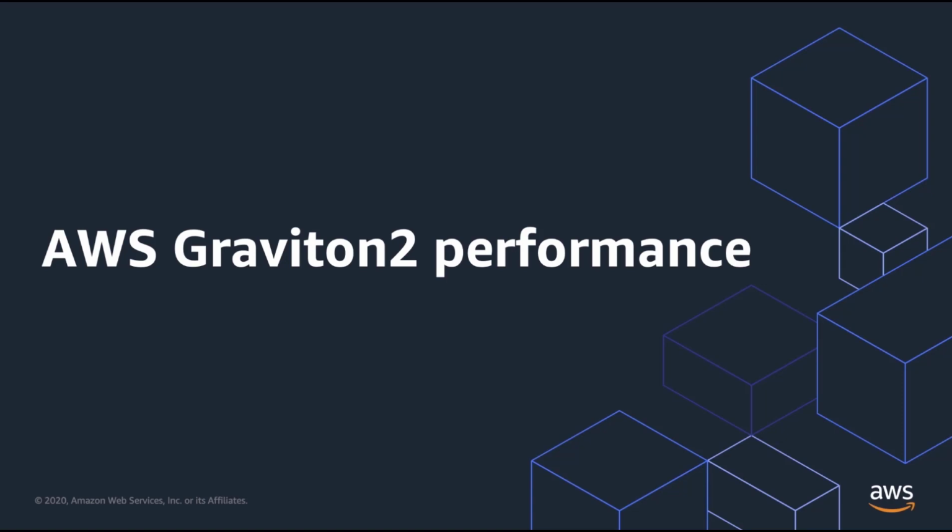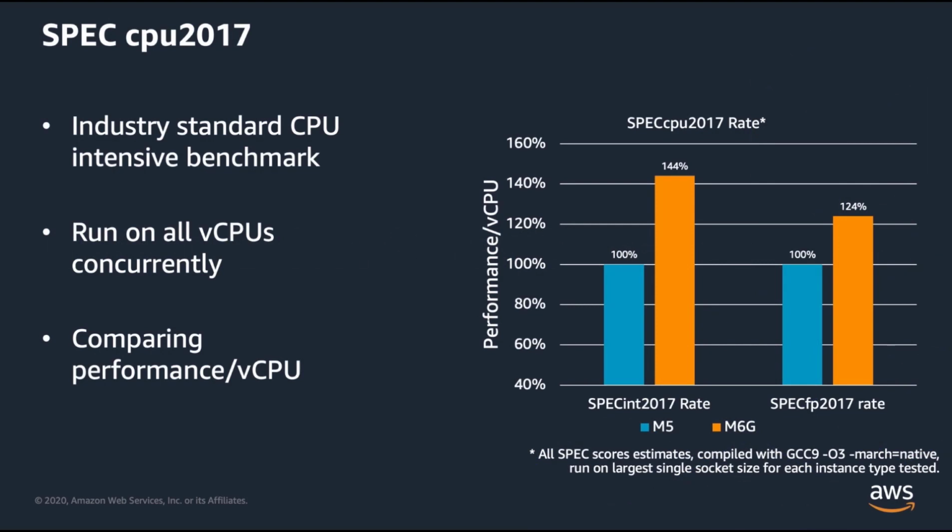Now let's have a look at the performance on the Graviton2. A first benchmark that we run is the SPEC CPU 2017. That is an industry standard CPU intensive benchmark. And the way we ran it was that we loaded those instances with one version of the benchmark per vCPU, so fully loaded systems. And we then compared the performance on a per vCPU basis.